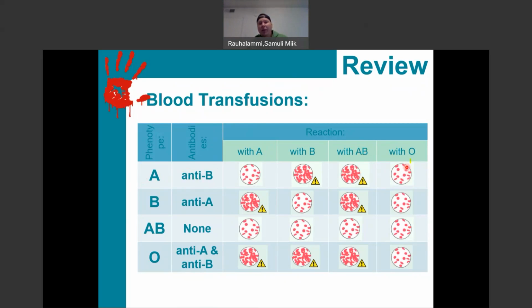If you receive blood from an individual who's blood type O, that means that the individual who donates you this blood is not going to have any antigens on the surface of their red blood cells. Remember, it was blood type O, zero antigens. There won't be anything for your antibodies to attack, so that reaction would be fine. And we can work in the same way through the entire table. What we'll end up noticing is that individuals who are blood type O can donate their blood to anyone, so they are called universal donors. And individuals who are blood type AB can receive blood from anyone, so they're called universal recipients.